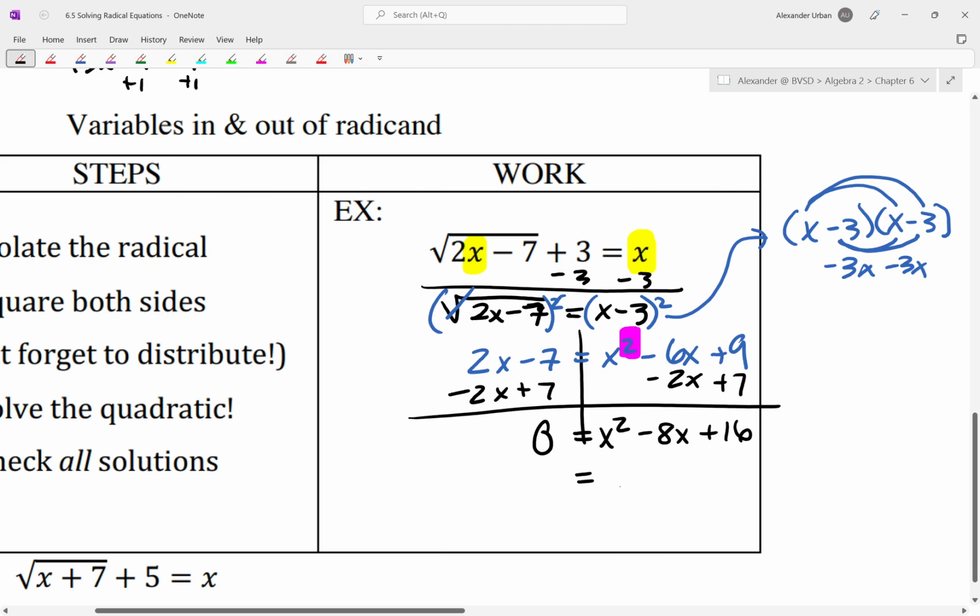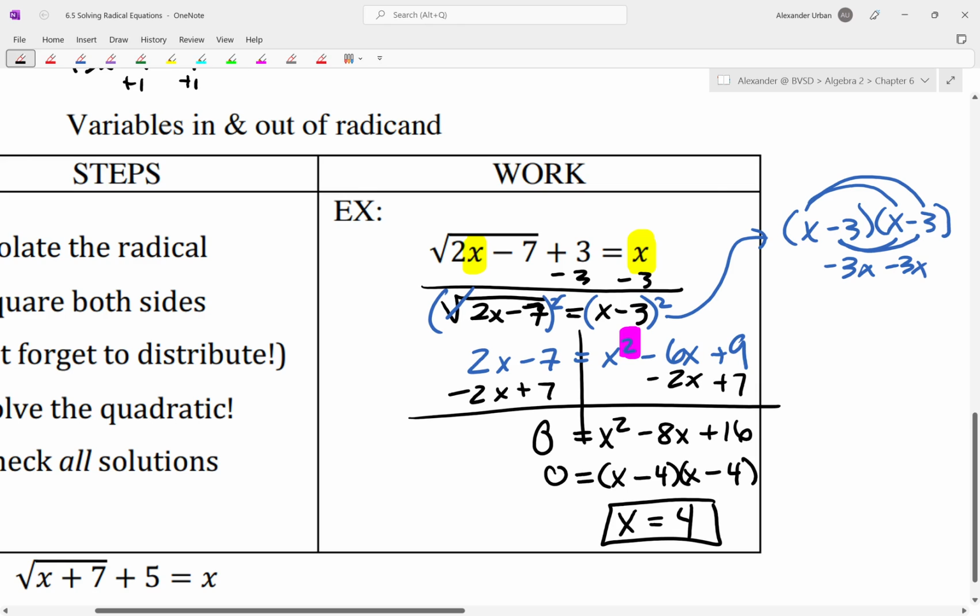Now, if you can't recognize it, you can use guess and check or the box and diamond, but for right now, I'm just going to say that this is going to be a perfect square trinomial, and it's going to be x minus 4 times another x minus 4, both equal to 0, which will give me the same solution of 4.